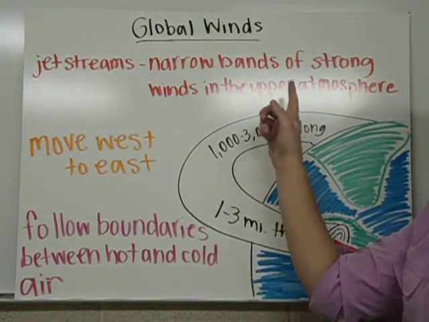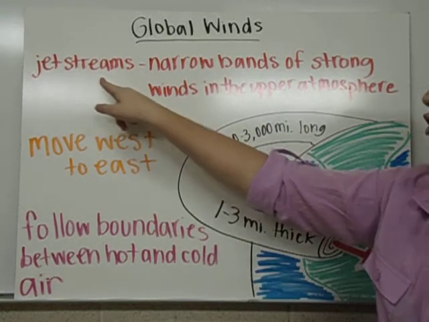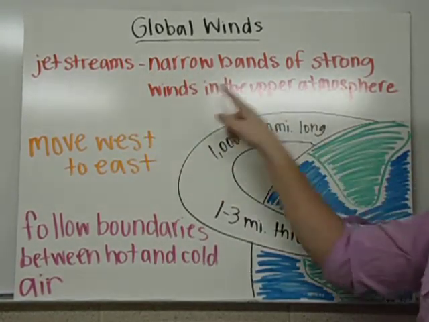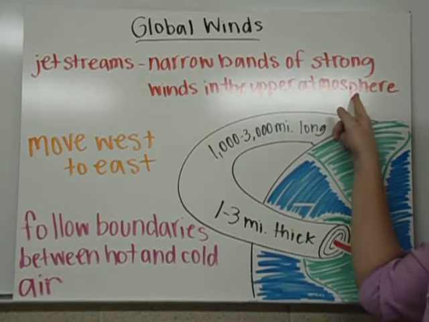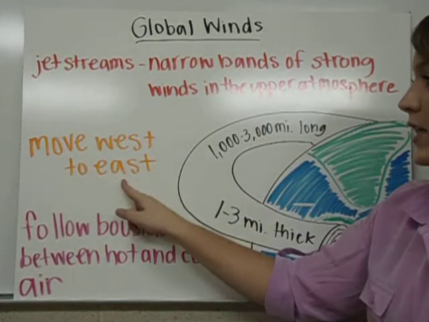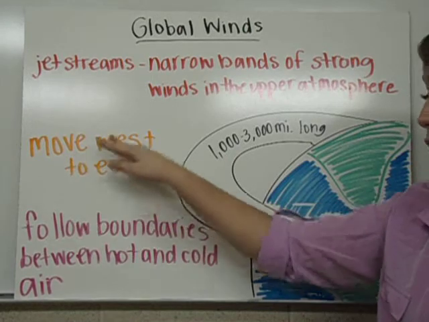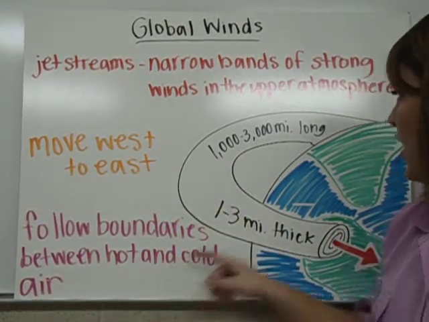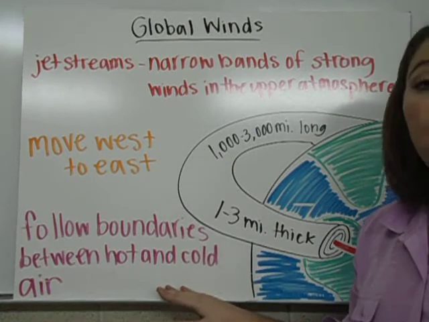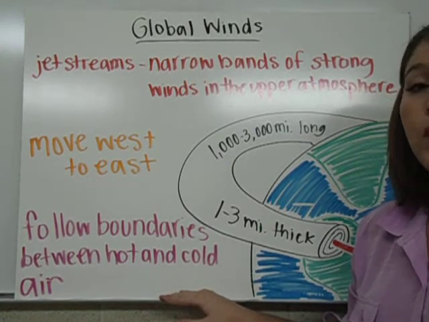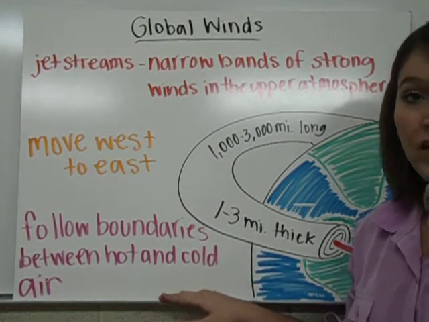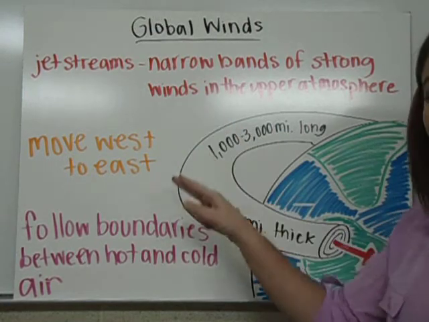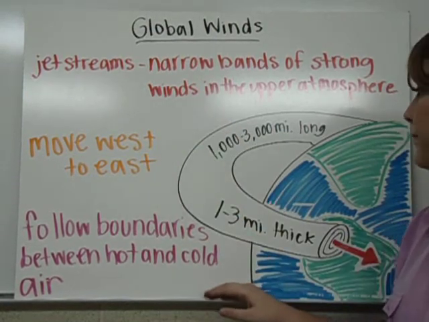Another type of global wind that we experience is the jet stream, and these are narrow bands of strong winds in the upper atmosphere. These move from west to east, but often change to flow north to south and follow boundaries between hot and cold air. These are the strongest when the boundaries between the hot and cold air are most pronounced, and that happens to be during the winter. So jet streams are strongest and most pronounced during the winter.